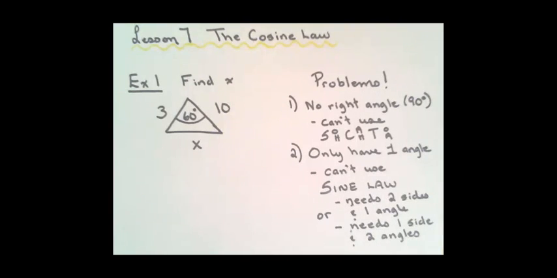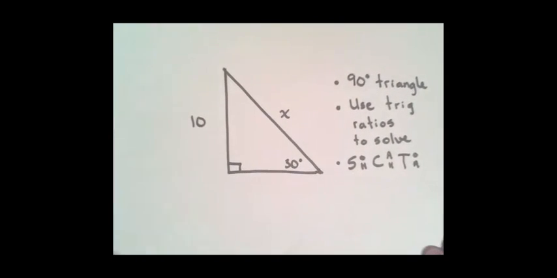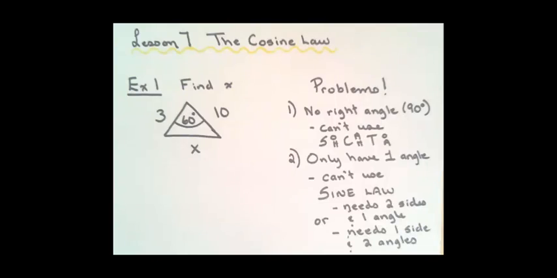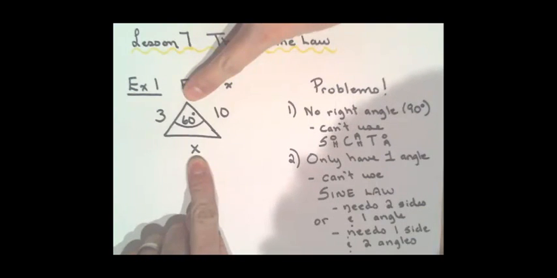Once again, example 1 does not have a 90 degree angle. If it did, like the following triangle, we could use trig ratios and SOHCAHTOA to solve for unknowns. And again, for the sine law, if you'll recall, you need an angle that also has its corresponding side. So if we look at the angle of 60 degrees, we don't have its corresponding side.